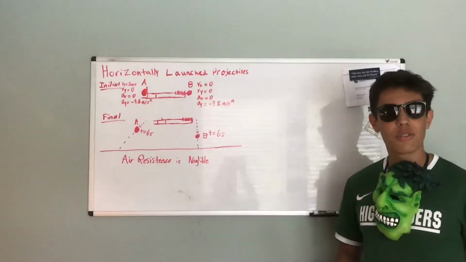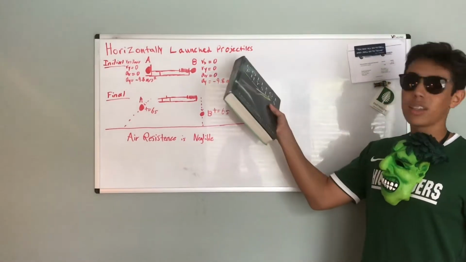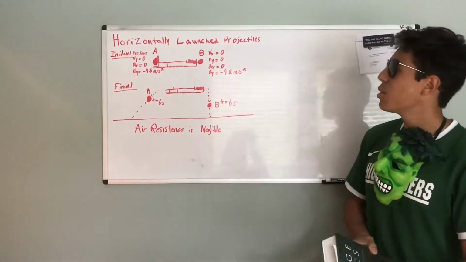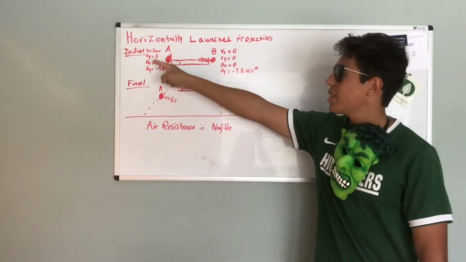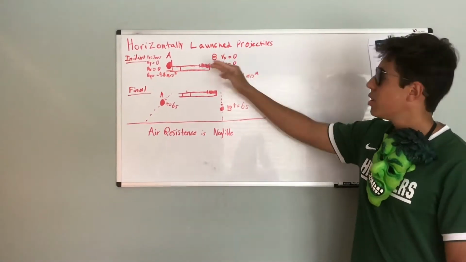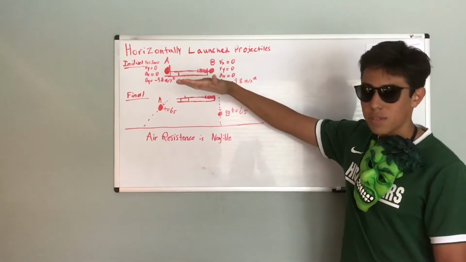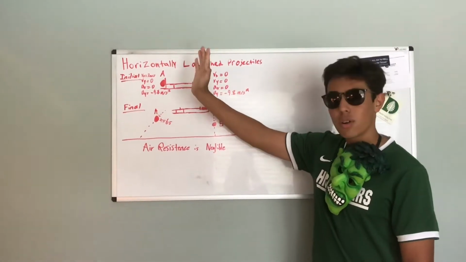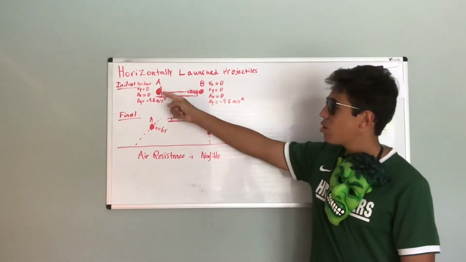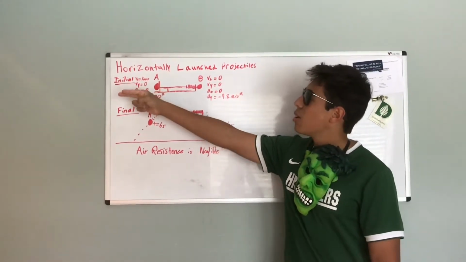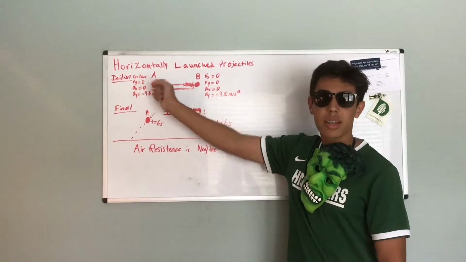One of the most important parts of 2D kinematics are horizontally launched projectiles. In this, we have an example where sphere A and sphere B are being launched at the exact same horizontal level parallel to the surface of the ground. There's no vertical angle on either one of these, and B will be dropped directly straight down, and A will be launched with an initial horizontal velocity of 3 meters per second.